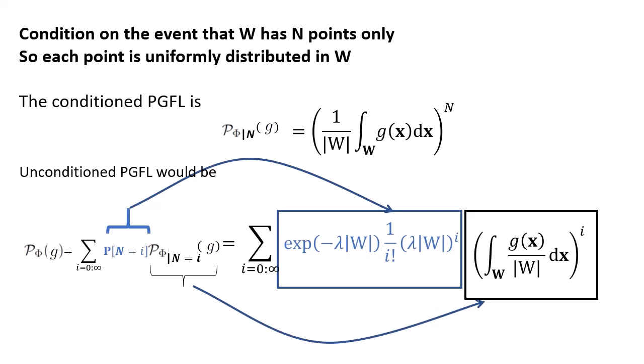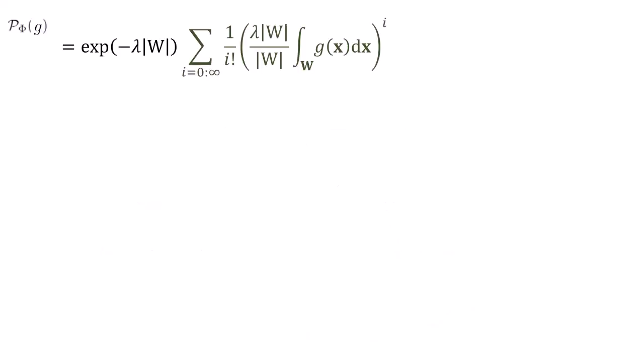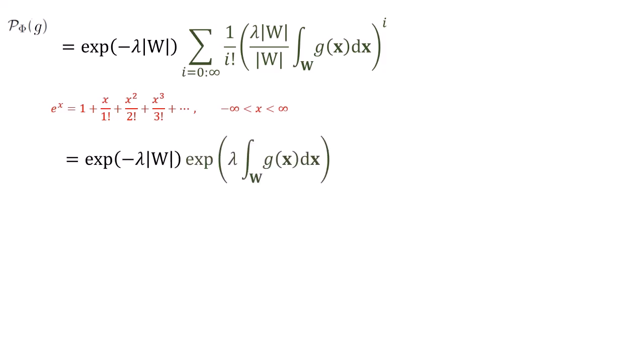So what I have is this, and first I notice that this is in the form of 1 upon i factorial times some constant to the power i. This is the same as the summation over x to the power i divided by i factorial, which is nothing but the exponential of x. So this can be replaced as the exponential of this constant, which is this one. Note that the size of W and the size of W cancel.